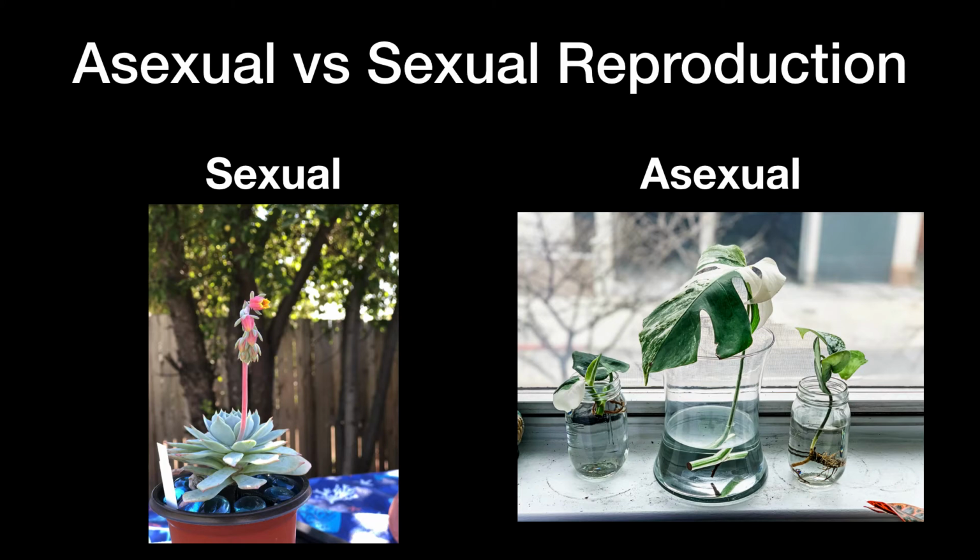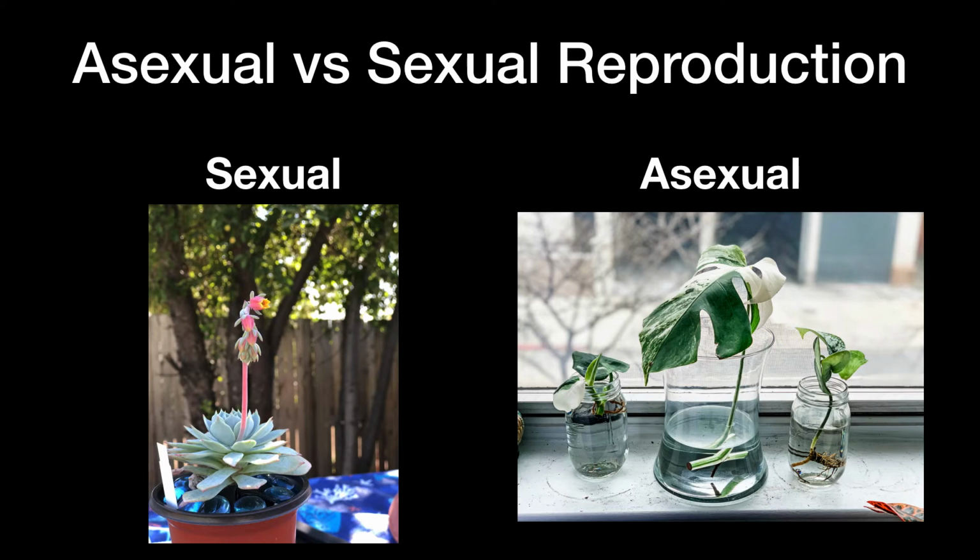Sexual reproduction, seen here on the left with the succulent with the flower protruding out of it, which is the sexual organ of that particular plant, is when two parents combine their gametes via pollination or fertilization. This results in progeny that's different from the parents genetically and physically.